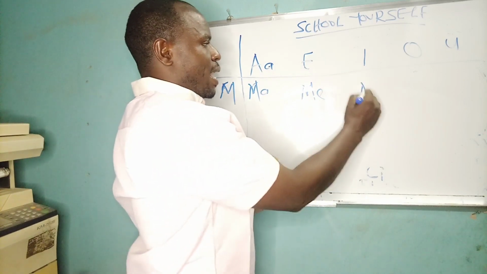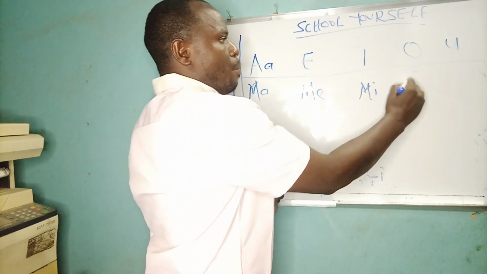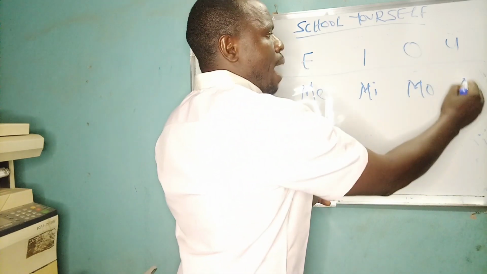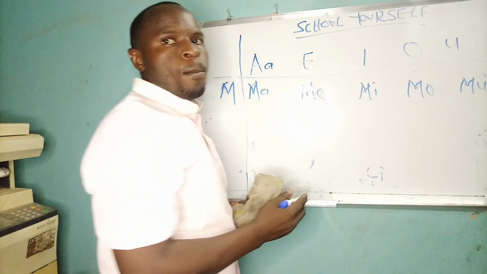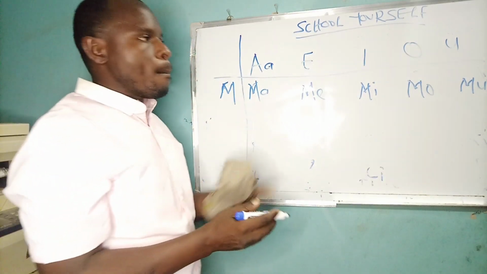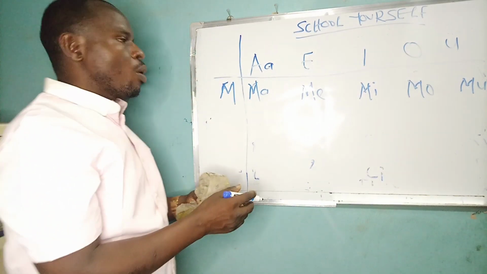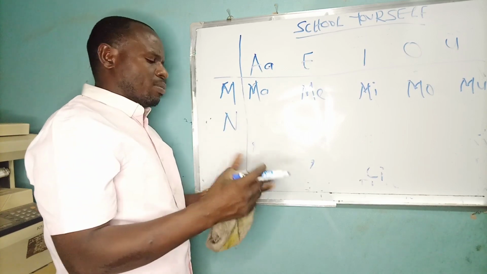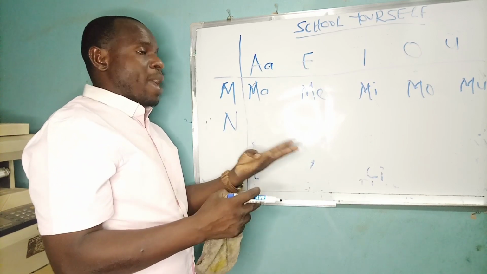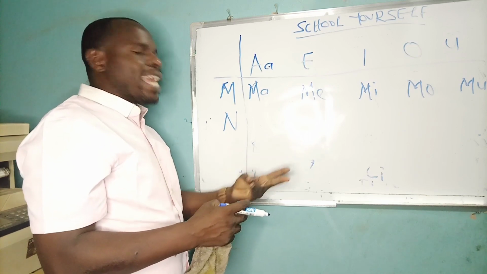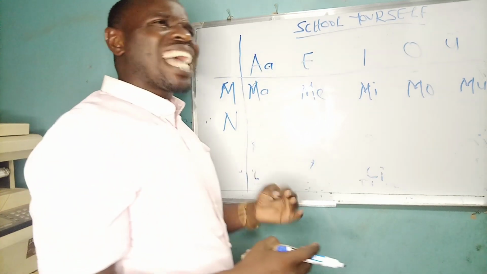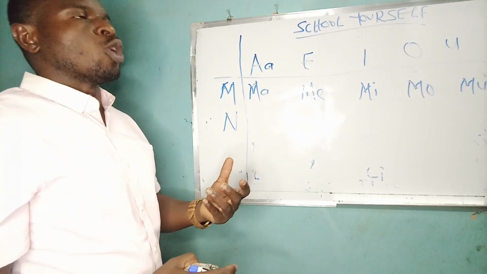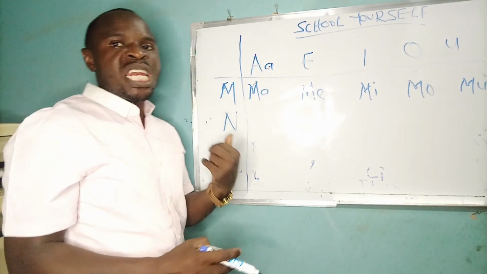M, I, that's mi. M, O, that's mo. M, U, that's mu. Then we have N, the same thing with N. Something is peculiar to this F, L, M, N. So the sound there is N. Your tongue cleaves to the roof of your mouth.